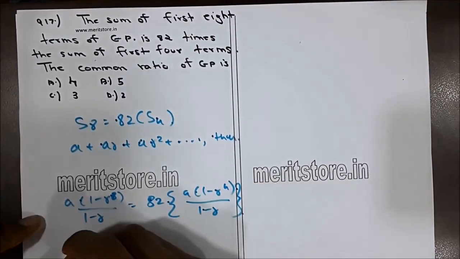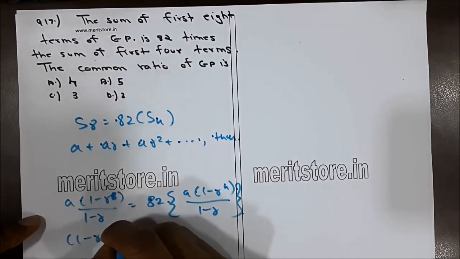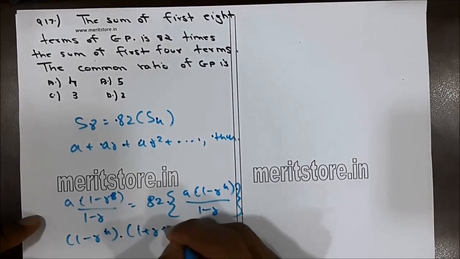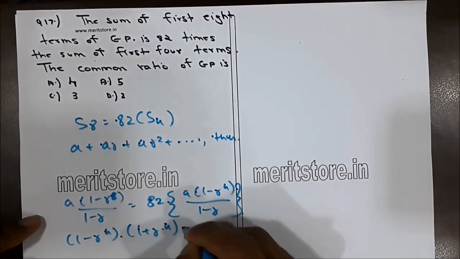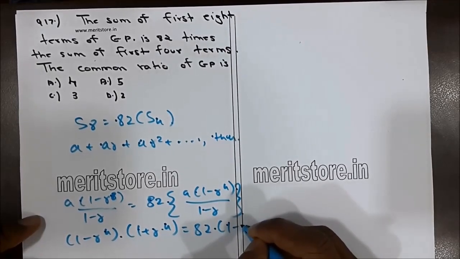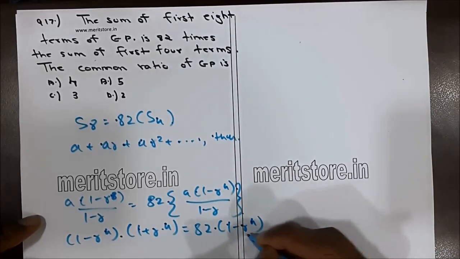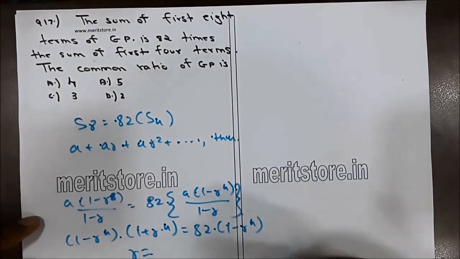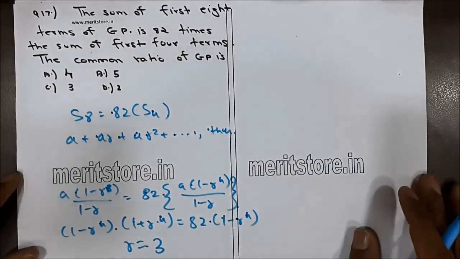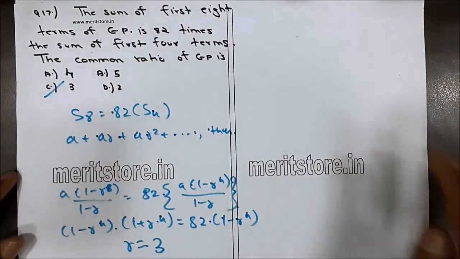We solve this, we get (1 minus r raised to 4)(1 plus r raised to 4) is equal to 82 times (1 minus r raised to 4). We solve this, we get r is equal to 3. Therefore, option C is the correct answer.